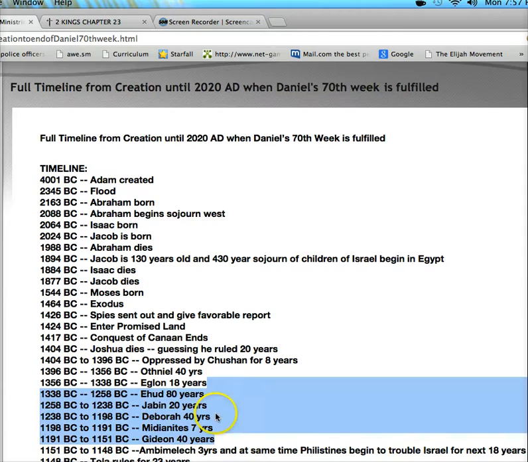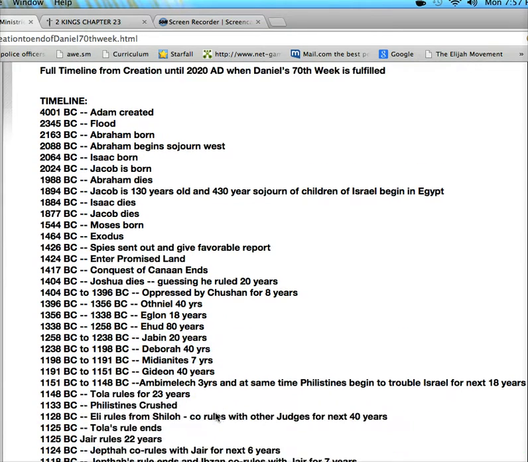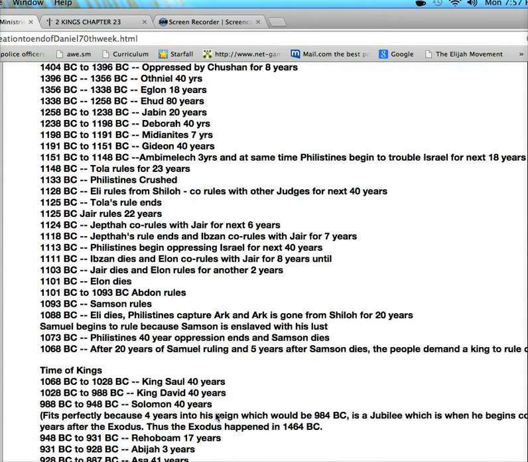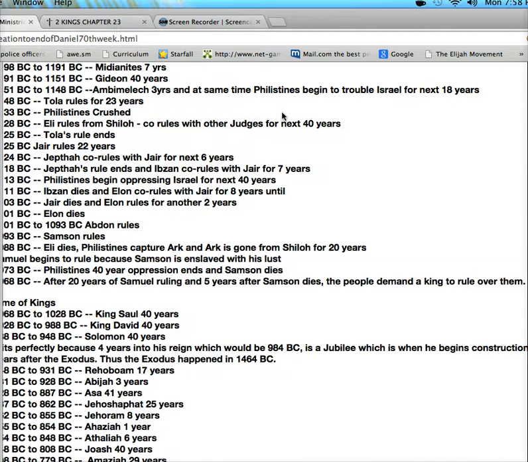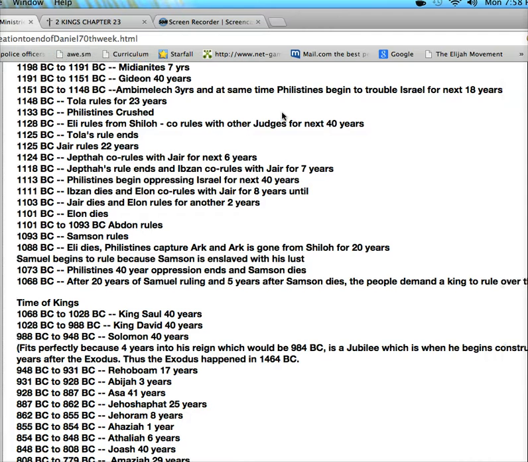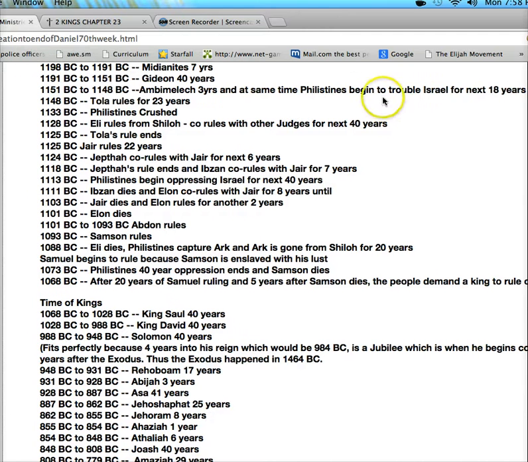But of course, you'll remember in the scriptures that Gideon was kind of reluctant. I'm just going to scroll down here. Gideon was reluctant to rule, and so what happened was when Gideon died, an evil person named Abimelech took over as a judge, and he was there for 3 years. And as a consequence of that, the Philistines began to trouble Israel for the next 18 years. So it's important to remember that period of 18 years happens concurrently with different judges ruling.